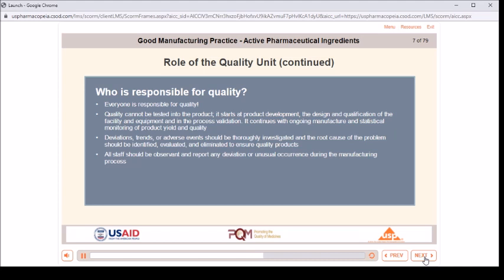Deviations, trends, or adverse events should be thoroughly investigated, and the root cause of the problem should be identified, evaluated, and eliminated to ensure quality products. All staff should be observant and report any deviation or unusual occurrence during the manufacturing process.